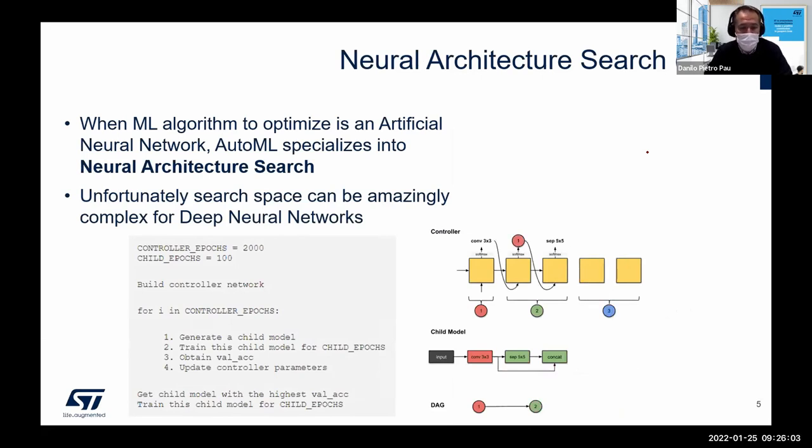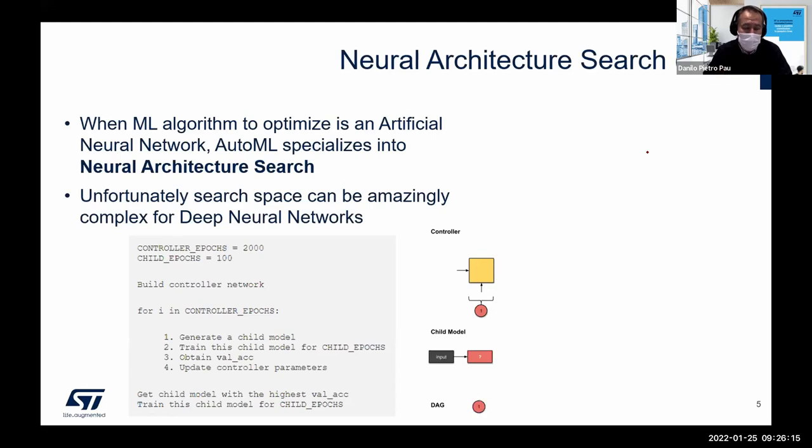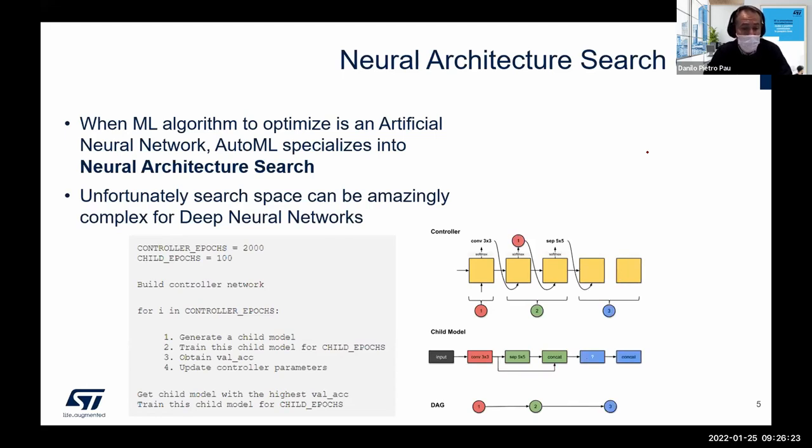Because, for example, I need to define a child model. I need to validate the performances of this child model. And for those familiar with k-fold validation, they can understand how complex the process is, especially if the data set is amazingly big. And then this has to be controlled.